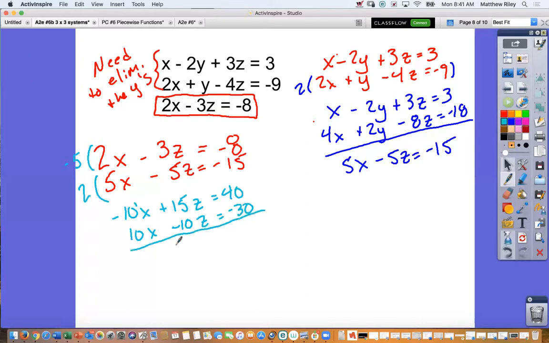My x's now cancel. Divide. And z is 2. Any questions so far? Now, once I have z, how do I find x? Take it and plug it into any one of these two. I'll plug it into the top.